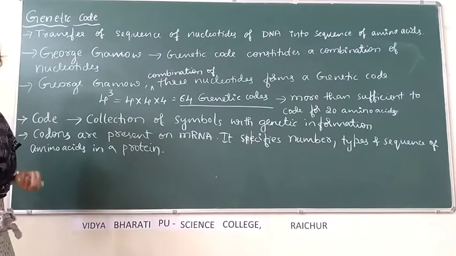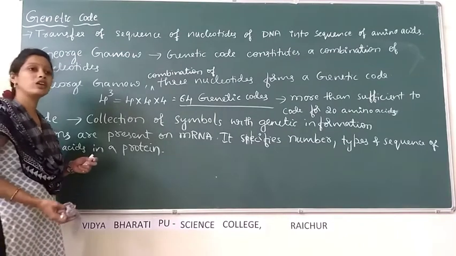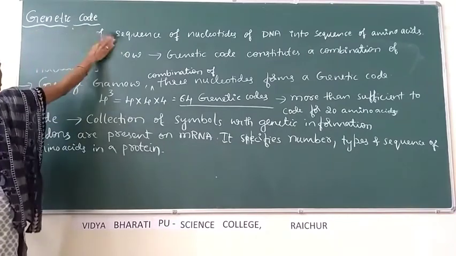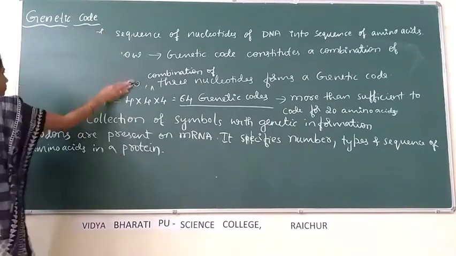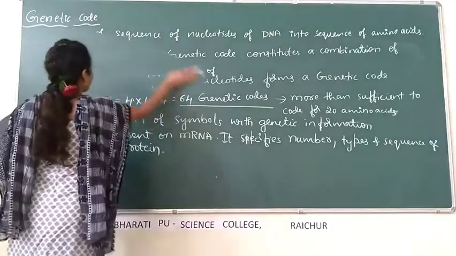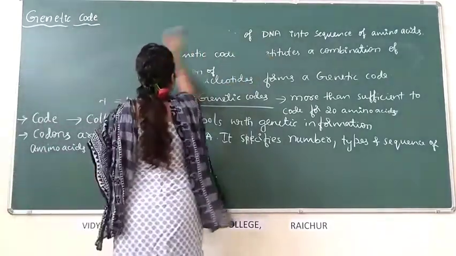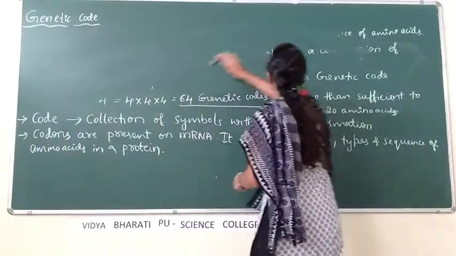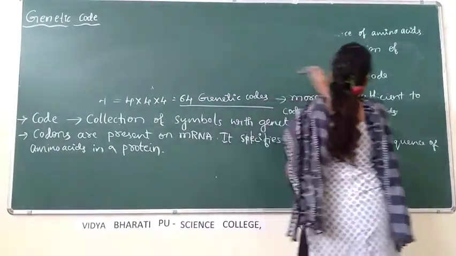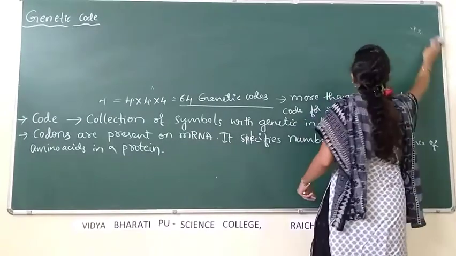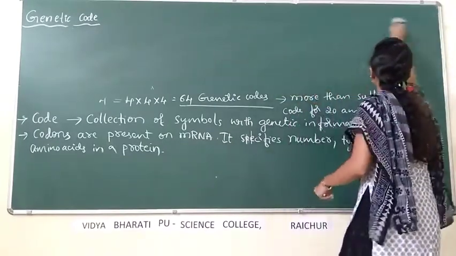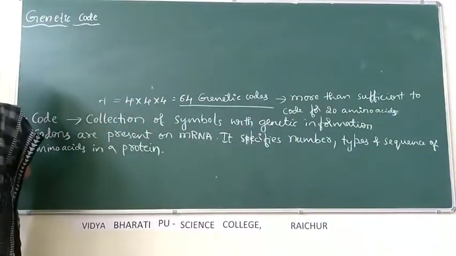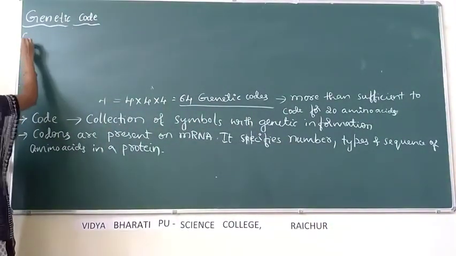What is genetic code then? Genetic code is a relationship. It's a relationship between the definite sequence of nucleotides of DNA and the sequence of amino acids in a protein.